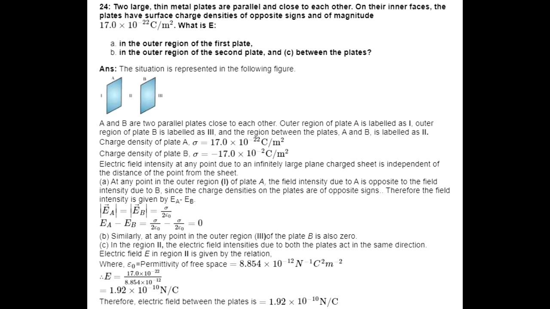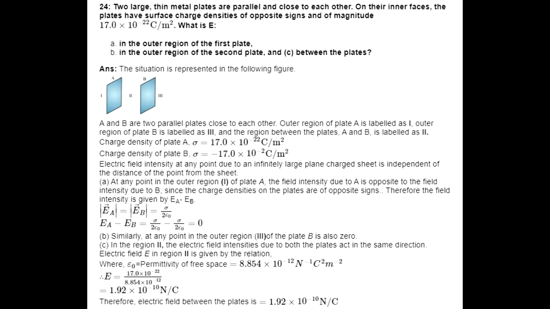Here, plate A has positive surface charge sigma, and plate B has negative surface charge. The electric field due to a charged plate is given by the relation sigma by 2 epsilon naught. If one is positive and another is negative, then in region 1 and region 3, the electric field due to both plates will have opposite directions, they will cancel each other, so the electric field will be 0.